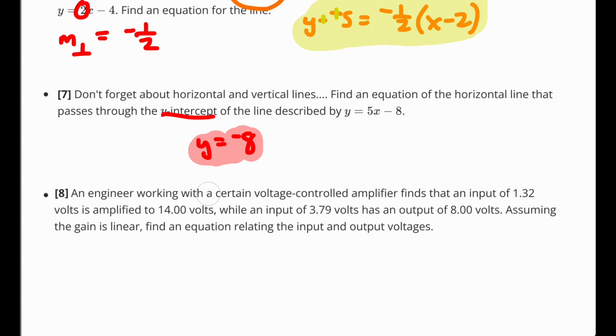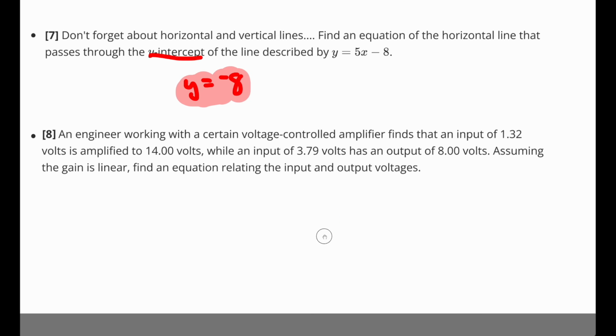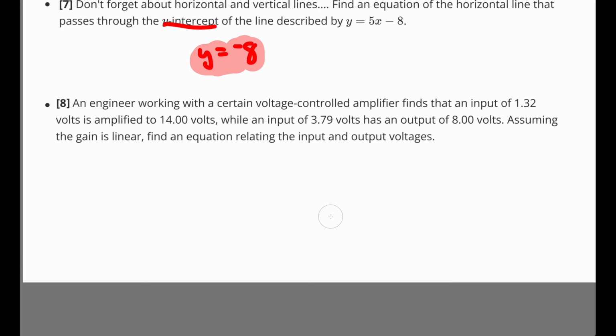Not too exciting. Number 8, an engineer working with a certain voltage-controlled amplifier finds that an input, so an x, of 1.32 volts is amplified to 14 volts, while the input of 3.79 has an output of 8 volts. So input is the x, output is the y. Assuming the gain is linear, find an equation relating the input and output voltages. So we're just looking for an equation of a line here. Well, we need a slope for the equation of a line, and then we can put it in point slope form. It doesn't say which one to do, so that's what we'll do.